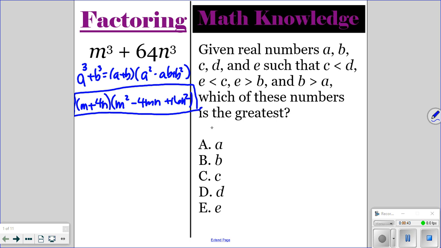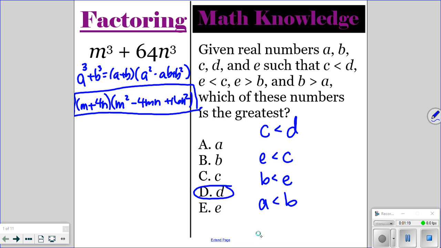For the math knowledge question, I'm going to start by rewriting all of our inequalities so that they're all turned the same direction. So C is less than D, E is less than C, B is less than E, and A is less than B. So if you look at the bottom one, A is less than B, but B is less than E, but E is less than C, and then C is less than D. So D has to be the biggest number because all of them are less than D.